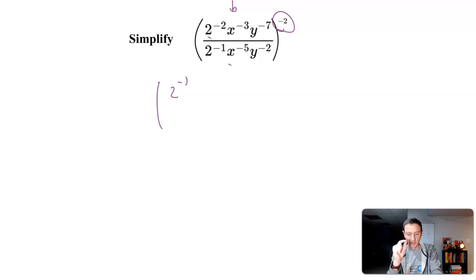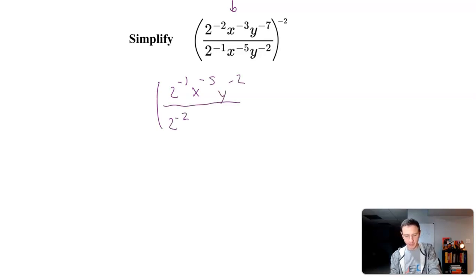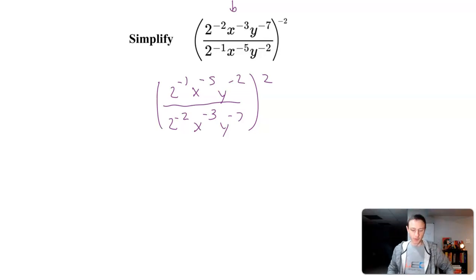And when I do this, these do not turn to positive because I'm flipping it for the aspect of that, not for any real reason. So we have 2 to the -1, x to the -5, y to the -2, over 2 to the -2, x to the -3, y to the -7, raised to the power of +2 now.